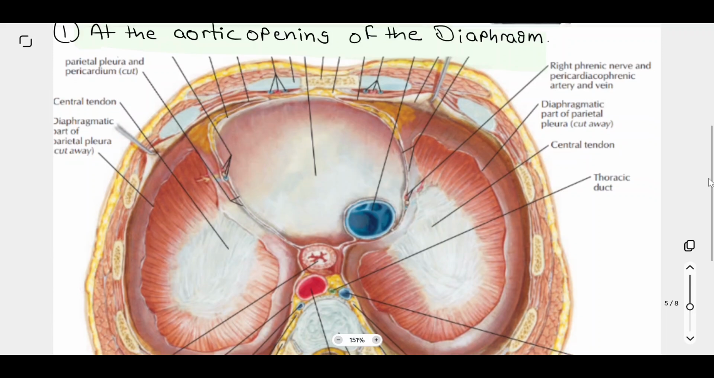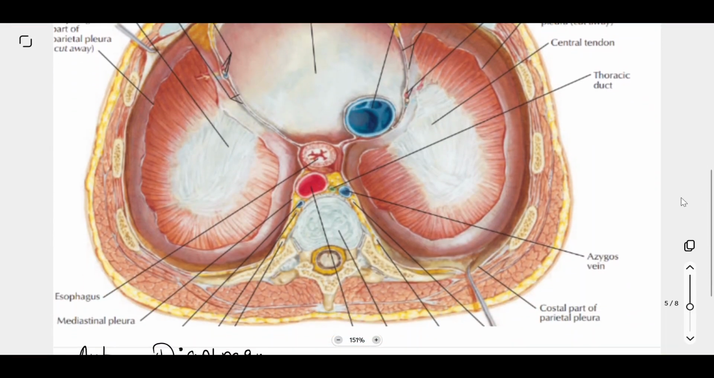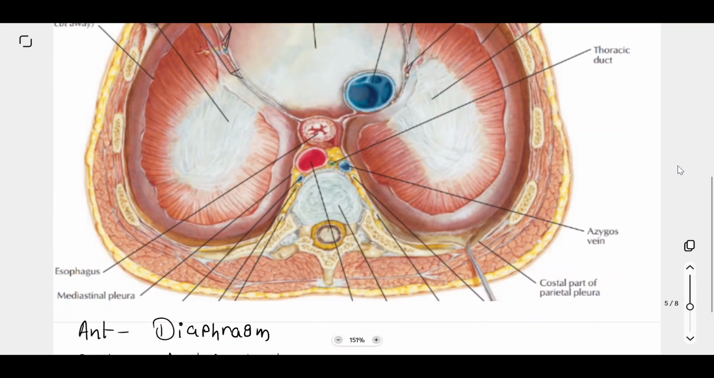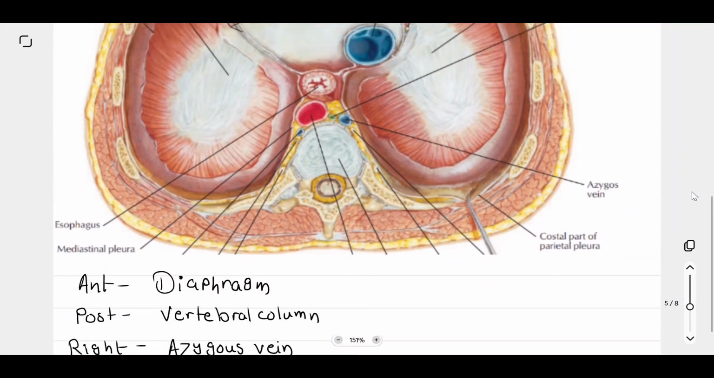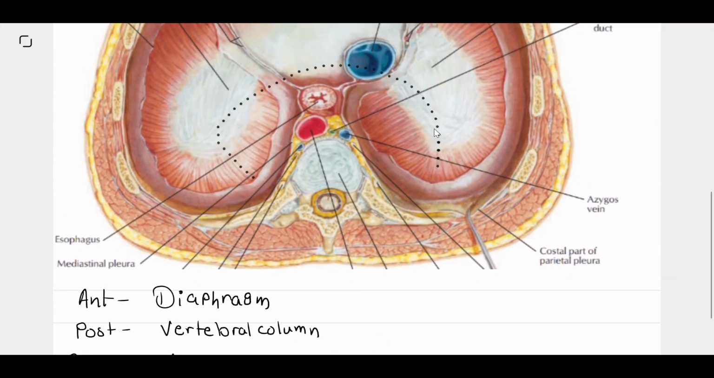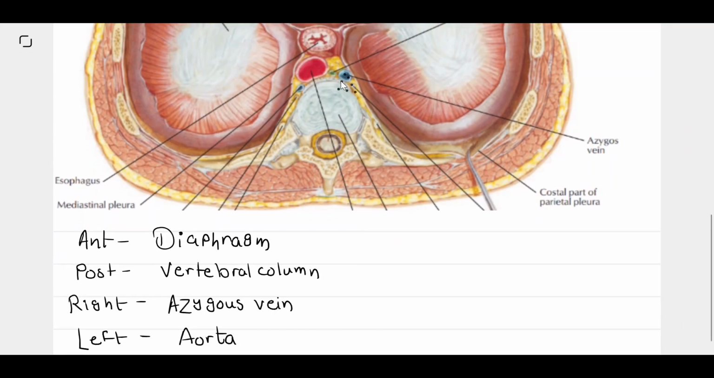At the aortic opening of the diaphragm, this is the same diagram I have taken from the previous slide. So this is our aortic opening of the diaphragm, and this green colored opening is our thoracic duct. Here we have to see the relations of the thoracic duct. Anteriorly I have the whole diaphragm, posteriorly, as I showed you, this is the vertebral column, the bone of the vertebral column. On the right side I have the azygos vein, and on the left side I have the aorta.